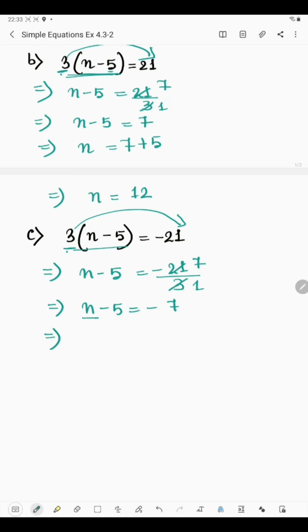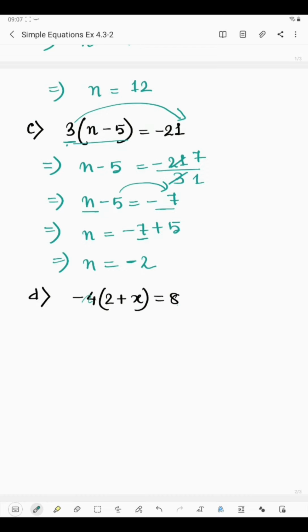Now we have to make n alone here on the left hand side, since we are finding the value of n. So minus 5 will transpose to the other side, so minus 5 will be plus 5. But minus 7 will remain the same on the right hand side. Okay, now here see, one plus and one minus, so 7 minus 5 is 2. But always remember, if there is one plus and one negative, then we always put the sign of the greater one. Since 7 is greater than 5 and the sign of 7 is negative, we have to put a negative sign here. So the value of n is minus 2.